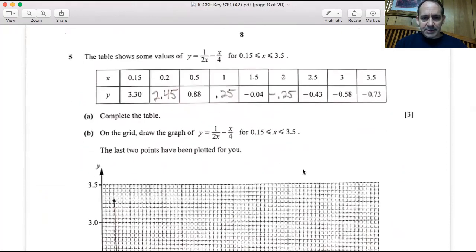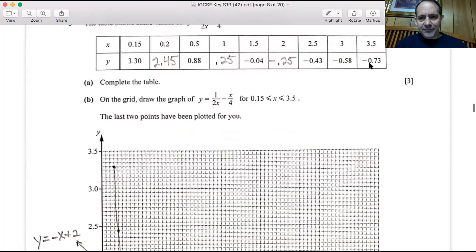Moving on, we have this table of values. This is our graphical solutions question type. And you need to fill in these 3 missing coordinates here. So we plug the 0.2 in for the x's. Use your calculator, plug in the 0.2. You should get 2.45 for your y. Plug in 1, you should get 0.25. Plug in the 2, you should get a negative 0.25. So that gives you some calculator practice. 3 points, 1 for each.